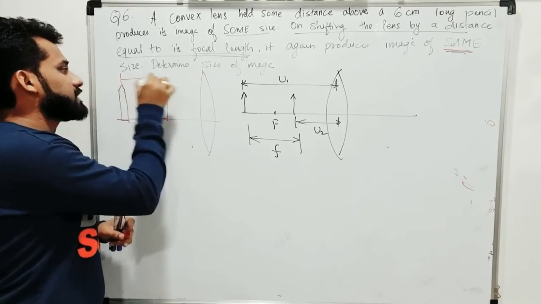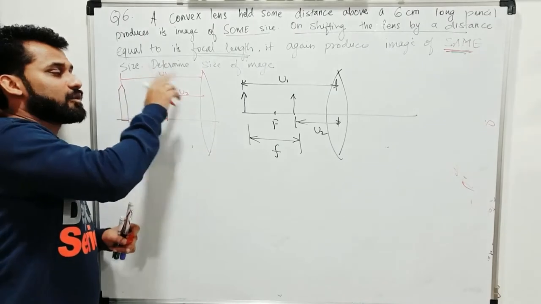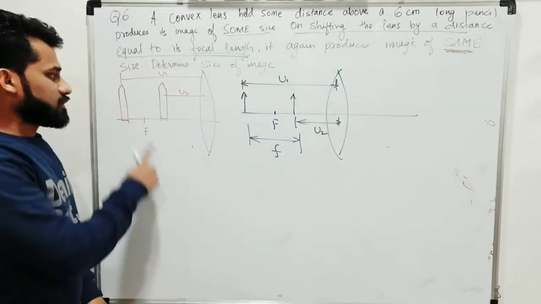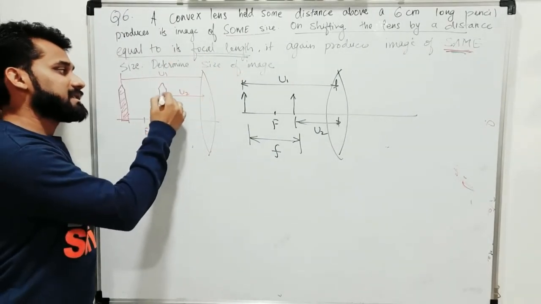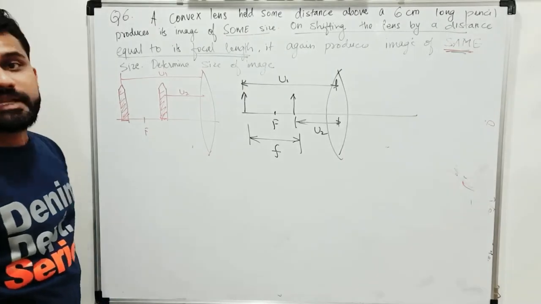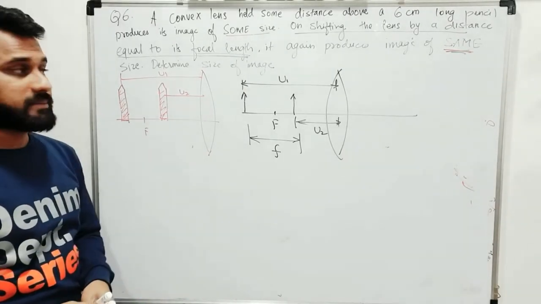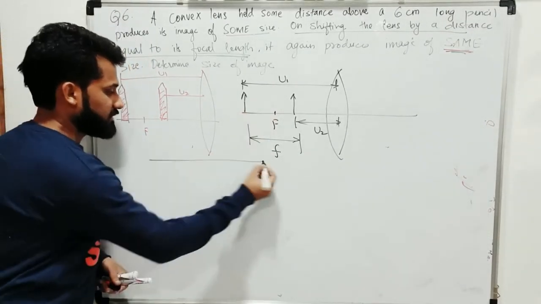And these two locations are u1 and u2. And the images at these two locations are of same size. It again produces image of same size. So in the first case the pencil's image and in second case the pencil's image, both images are of same size. So for that, if the image is of same size, we can say magnification is same in both the processes. First case, what is magnification in first case?